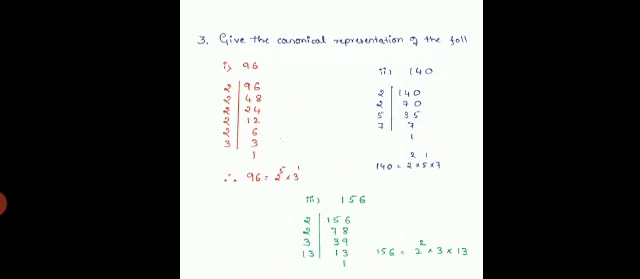So 156 can be divided by 2, you get 78. 78 is divisible by 2, you get 39. 39 is divisible by 3, you get 13. And 13 is divisible by 13 only, you get 1. So 156 can be represented as 2 raised to 2 into 3 into 13.